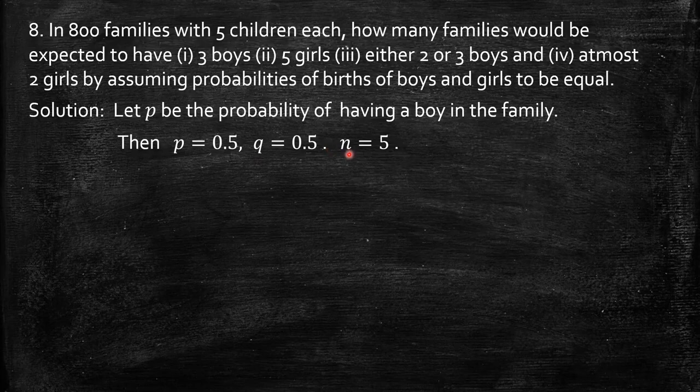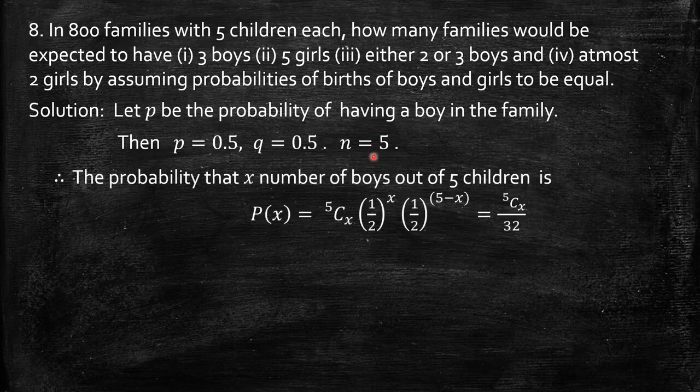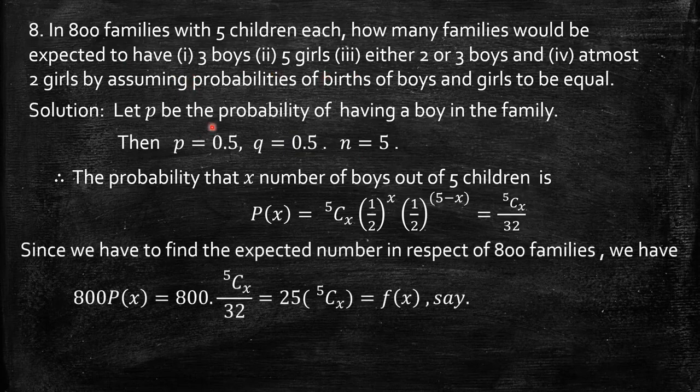The total number of trials N. Since it is with 5 children each, therefore N equal to 5. So the probability that x number of boys out of 5 children is the probability function P of x, 5Cx half power x into half power 5 minus x, which I can further simplify, that is half power x plus 5 minus x, that is half power 5, means 1 by 2 power 5, is nothing but 1 by 32 times 5Cx. Now here I want the expected number of families out of 800 families having all these chances. So that means I want the expected number of families having x number of boys in 800 families.